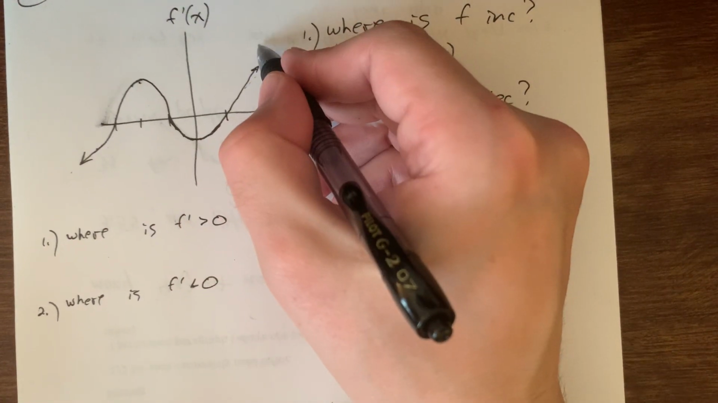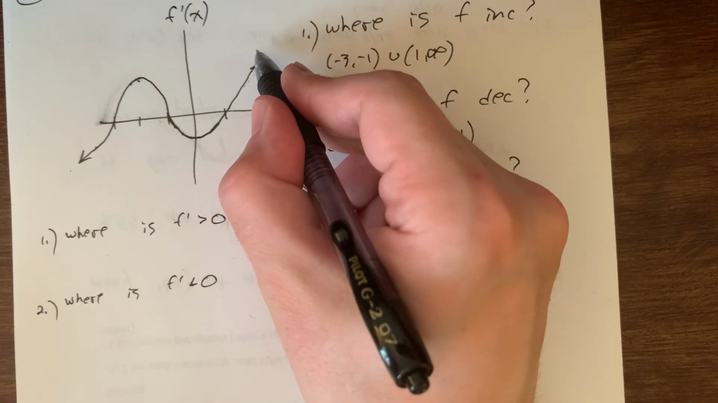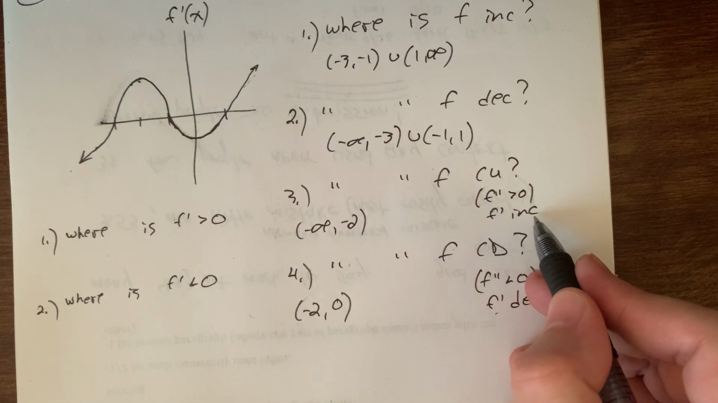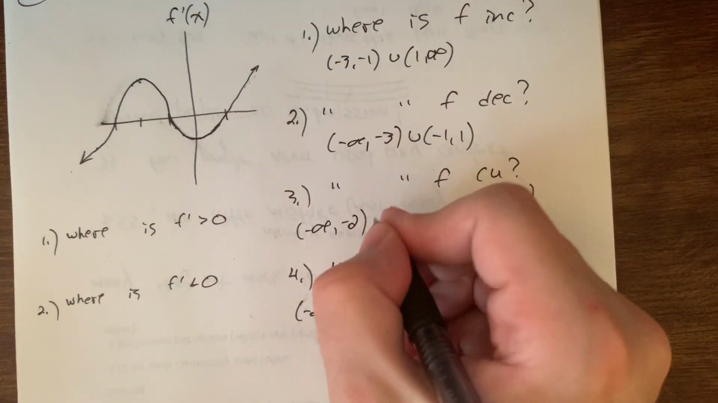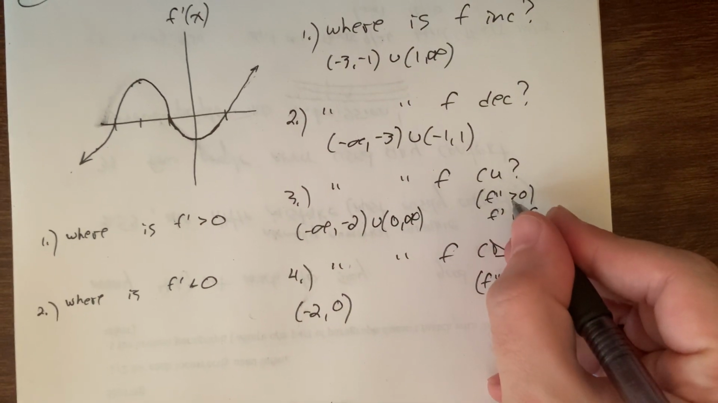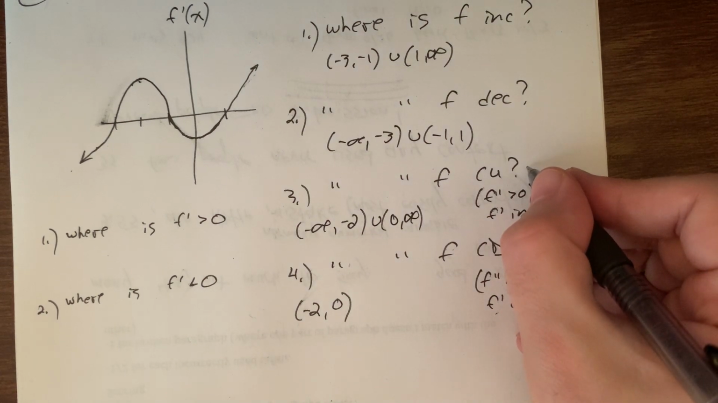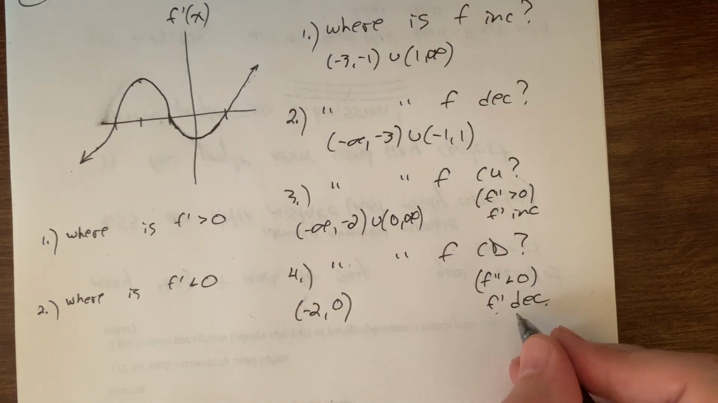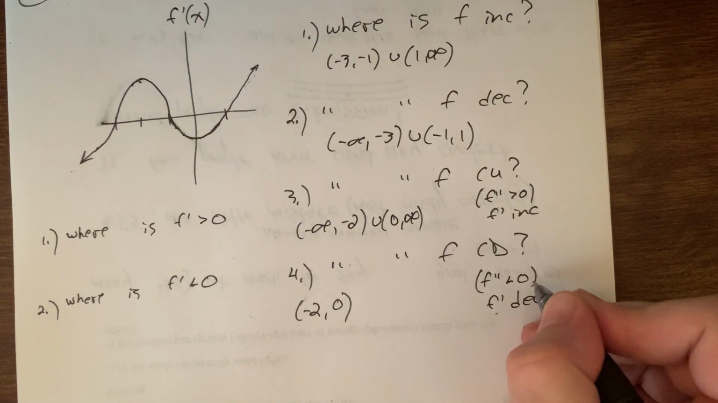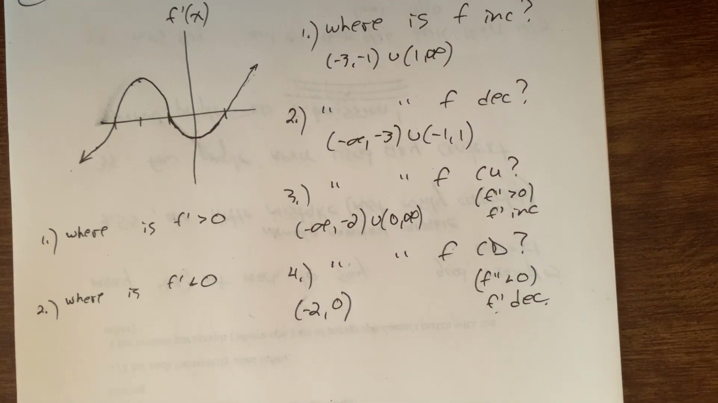And then I start going up. So as I go up here, and that's it. The rest of this function is going up. F prime is going up, increasing from here forever. So that'll be 0 to infinity. F prime is increasing. F double prime is greater than 0. Whew. All that tells me f is concave up. F prime is decreasing, means f double prime is less than 0, tells me f is concave down.